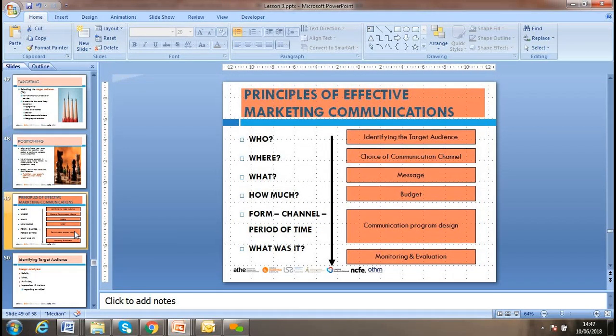The principles of effective communication: identify the target, the choice of communication, what message, how much budget we have. If we are using the internet, we can reach a wide audience, but maybe the problem is so much information is coming into our junk folder. We click it, delete it, we don't even read it. If a lot of junk mail comes to our homes through the letterbox, that can be another problem. There may be a waste of money, so we need to look at what results we get over a period of time, and we need to monitor and evaluate as well.